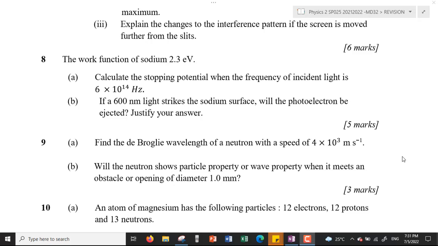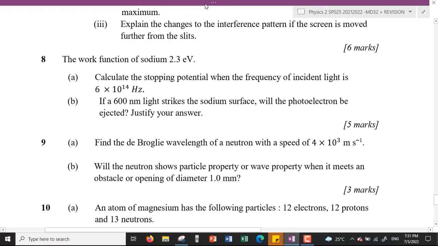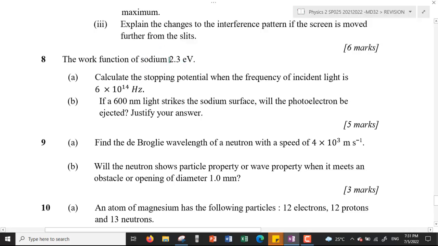So boys and girls, we move on to question 8. Question 8 is about topic 9, quantizations of light. The question gives us the work function of sodium is 2.3 eV. A. Calculate the stopping potential when the frequency of incident light is 6 to the power of 14 Hz.